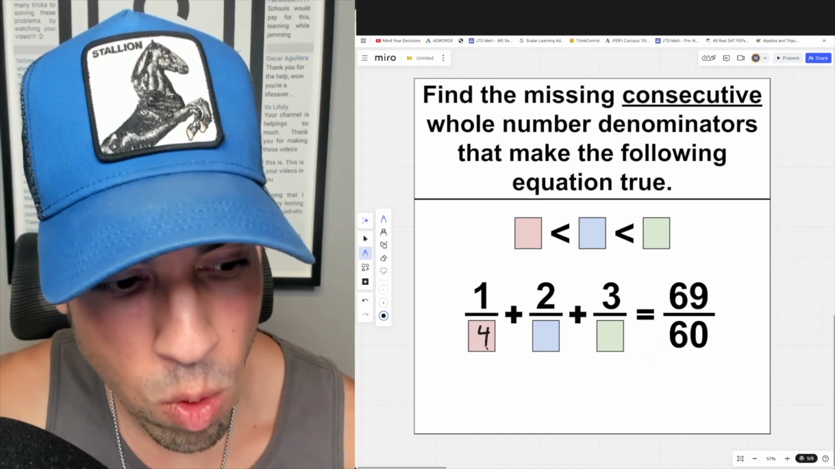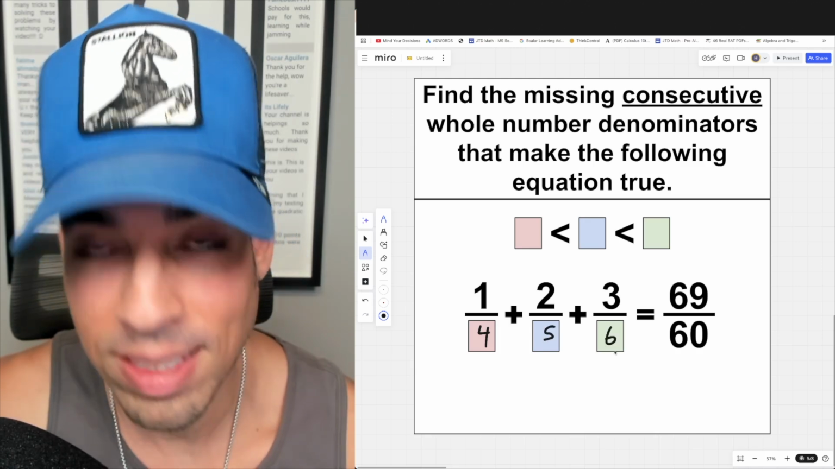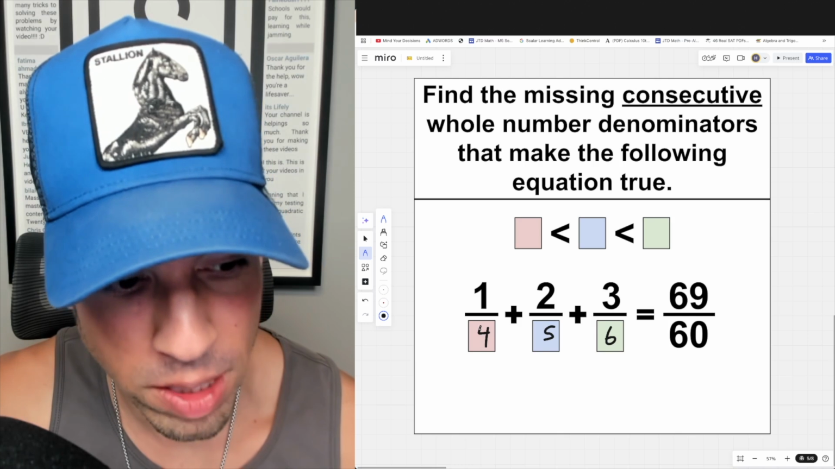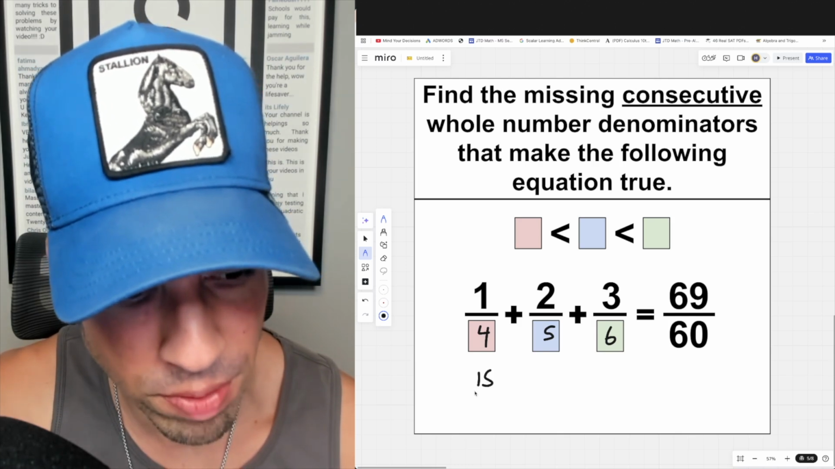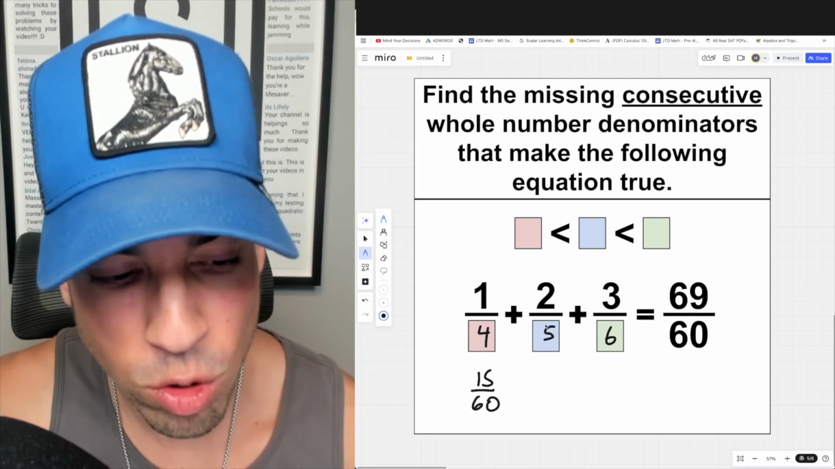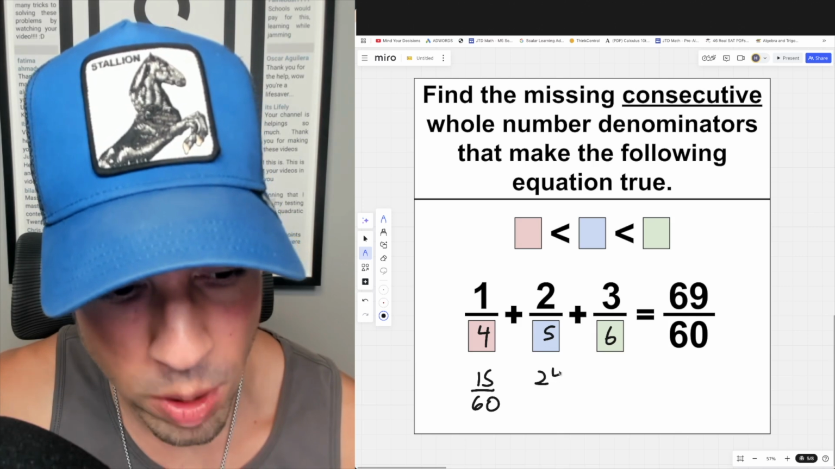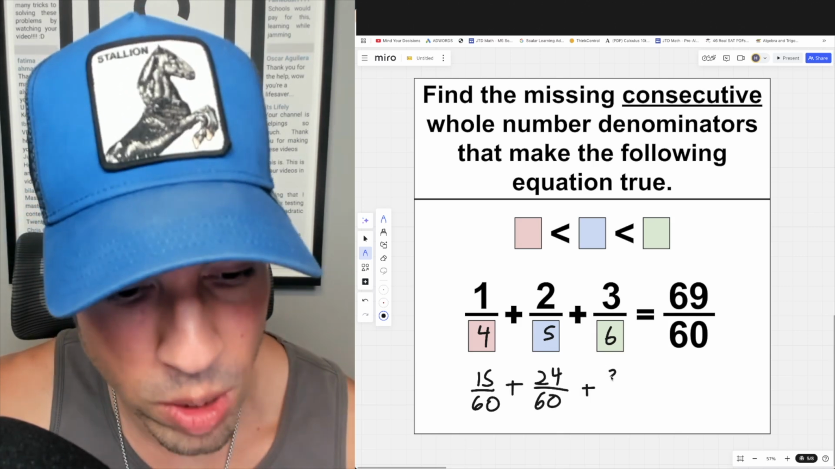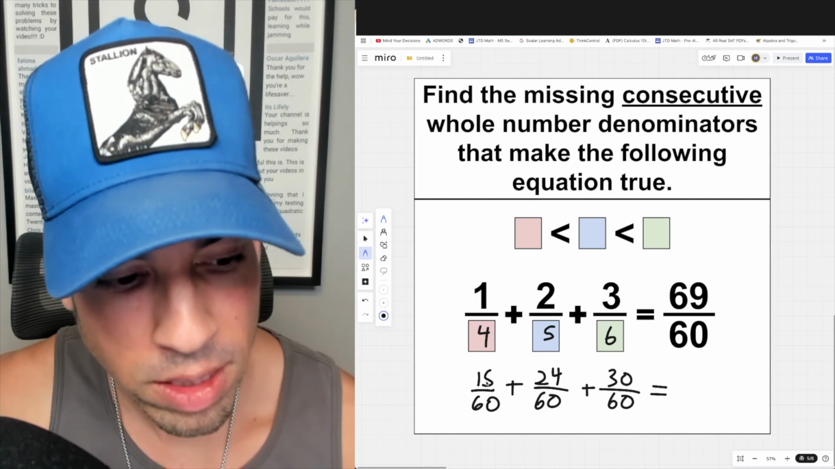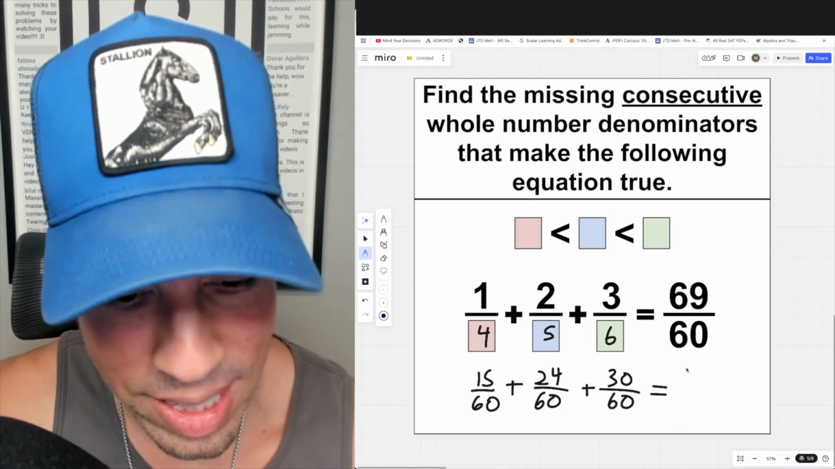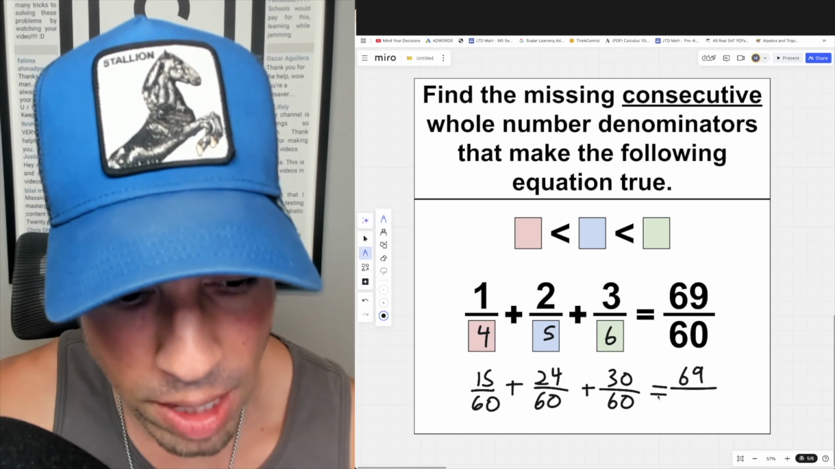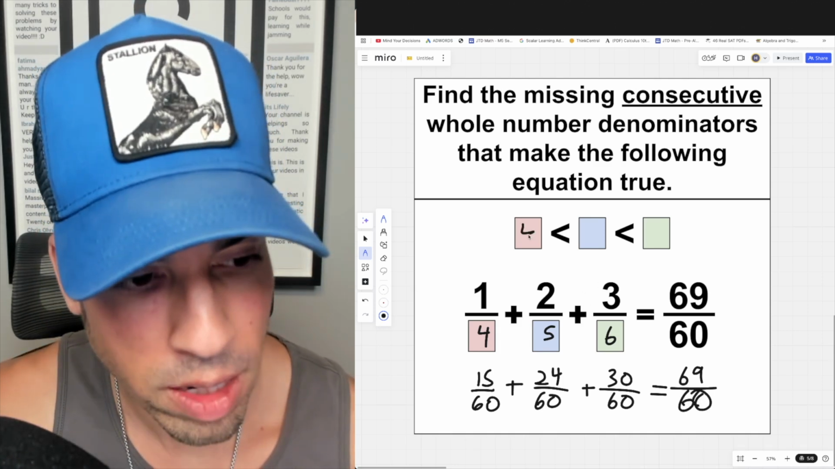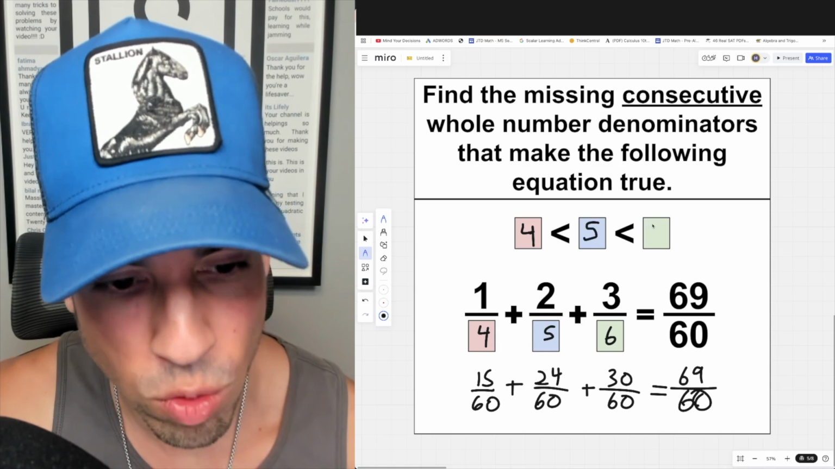Next, we get to 4, 5, and 6, and this is going to be the winner. I'm going to show you why. So if we get common denominators of 60, I'm going to multiply this one by 15 over 15, so we get 15 over 60. Next, I'm going to multiply this one by 12 over 12, and we get 24 over 60. Last but not least, we're going to multiply this one by 10 over 10, and we get 30 over 60. Now, if we add these up, 15 plus 24 is 39, plus 30 is indeed 69. We keep that common denominator of 60, and that gives us 69 over 60, which means red is 4, blue is 5, green is 6.